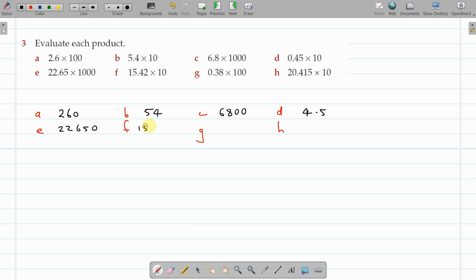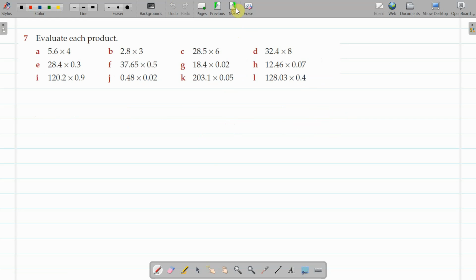15.42 times 10. One number to the right between the 4 and the 2. 0.38 times 100, 2 decimal places, 1 and 2. We're just left with 38. And 20.415 times 10, 1 decimal place to the right, 204.15. There we go. Pausing. And then after a couple of minutes I'll go through the answers.